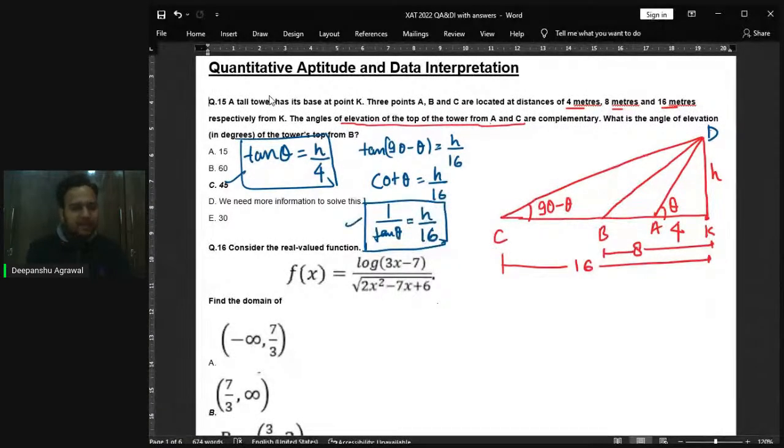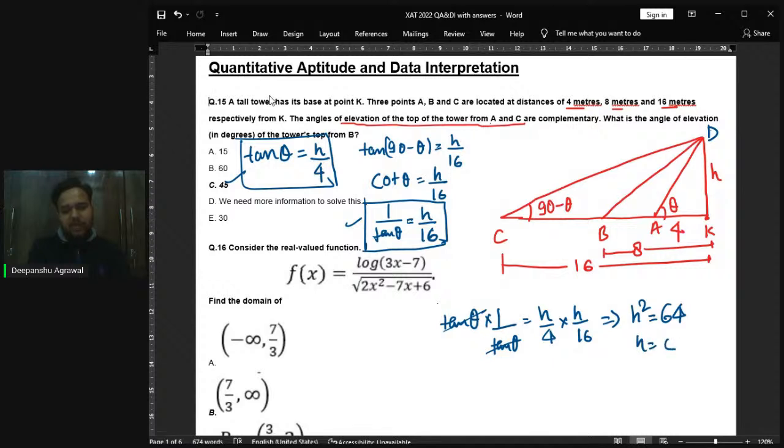So tan theta and tan theta would be cancelled. You'll get tan theta into 1 upon tan theta is equal to h by 4 into h by 16. Okay, right. So if you solve this correctly, you'll get h square is equal to 64 and the value of h would be 8. So you got the height of this tower, h is 8.